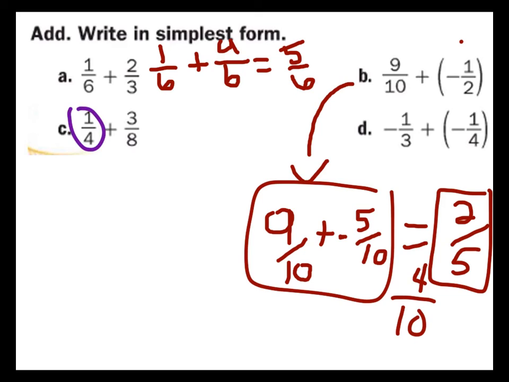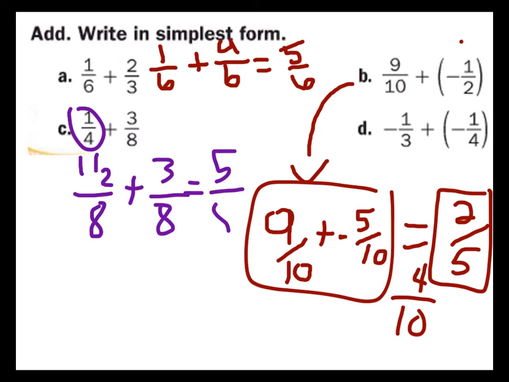So 1/4 is equal to 2/8 plus 3/8 is equal to 5/8. Bam. So notice, she used the common denominator of 8 here, and that's fine. Others of you may have used 32, okay?